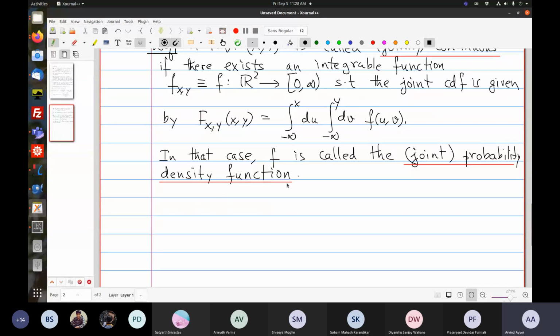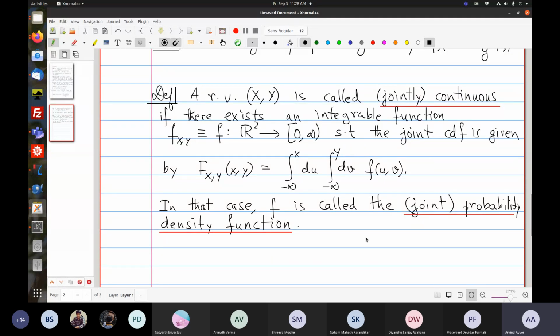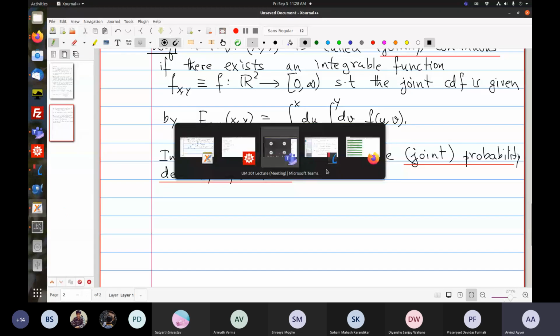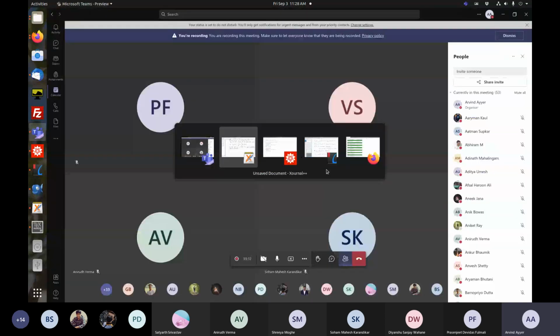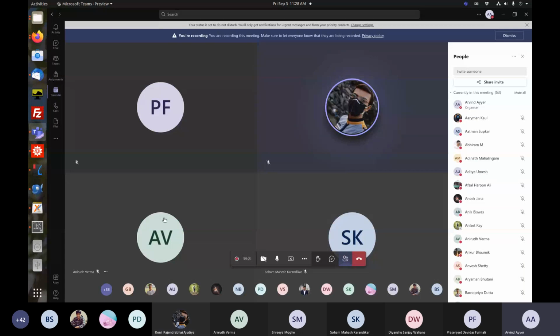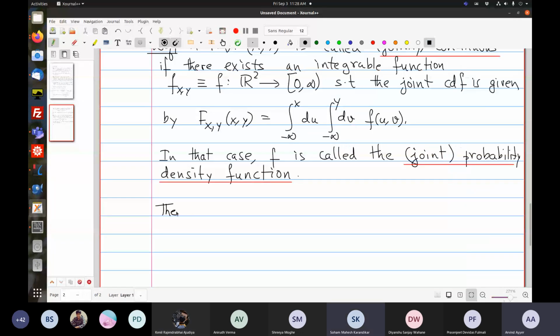Before we do an example, let me ask you the following. If I have the joint density, I can get out the joint CDF by integrating. How do I do the converse? How do I get the joint density from the joint CDF? By taking the partial derivatives. Very good. Which partial derivative? First with respect to u and then with respect to v. I mean, first with respect to x, then y.